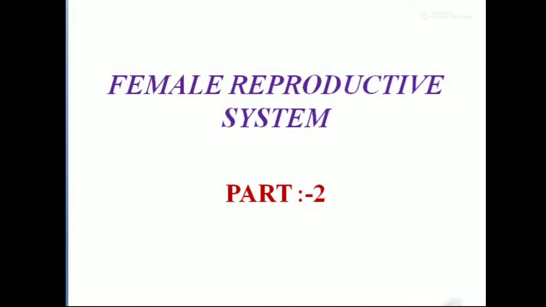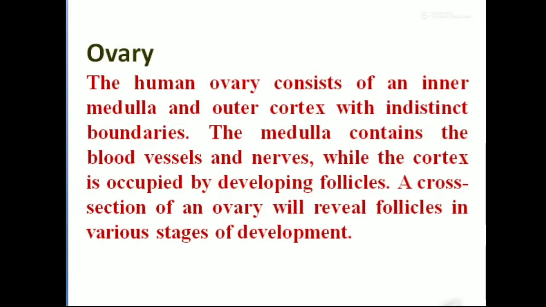Today we will discuss the internal structure of the ovary. As I discussed before, the ovary is the primary sex organ of the female reproductive system. It is present in the abdominal cavity. It consists of the inner medulla and outer cortex.